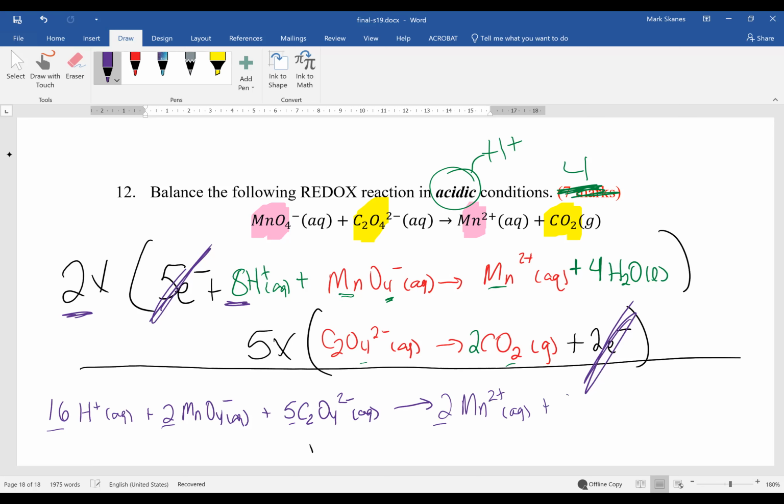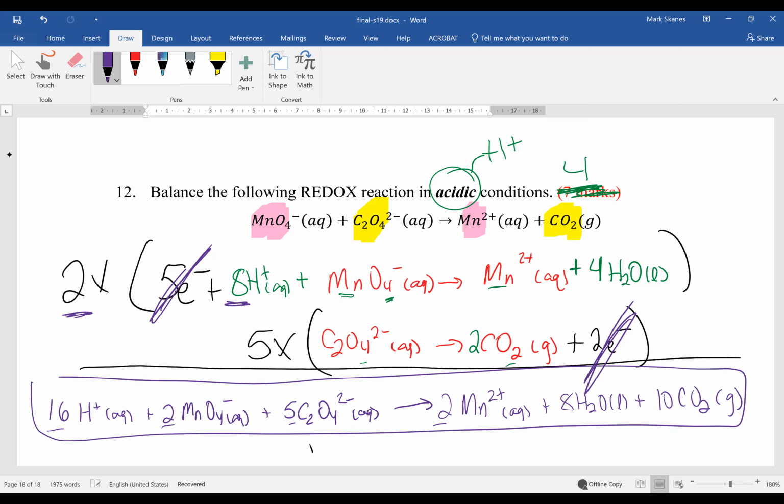So finally, 8H2O and 10 CO2. Whew, gas. Finished. Alas, looks crazy, but there it is.